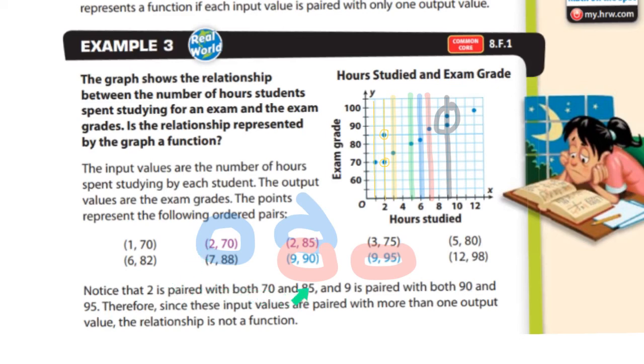both 70 and 85. The 9 is paired with both 90 and 95. They want you to talk about how the input values are paired with more than one output value. You can't just say it failed the vertical line test.